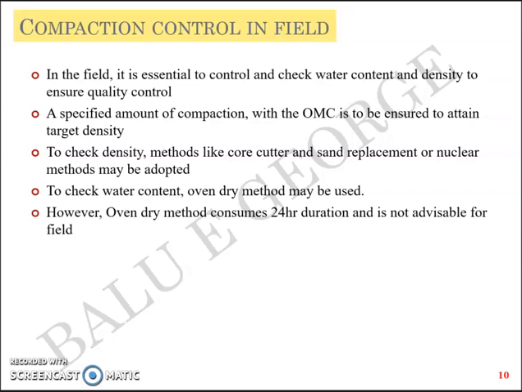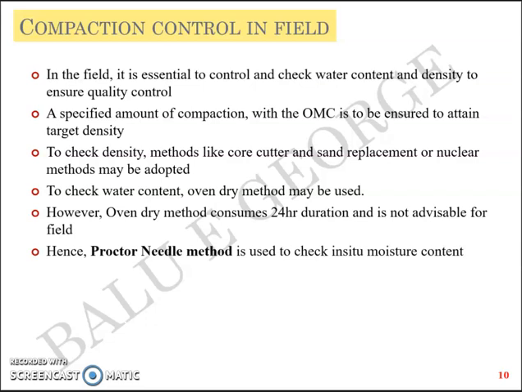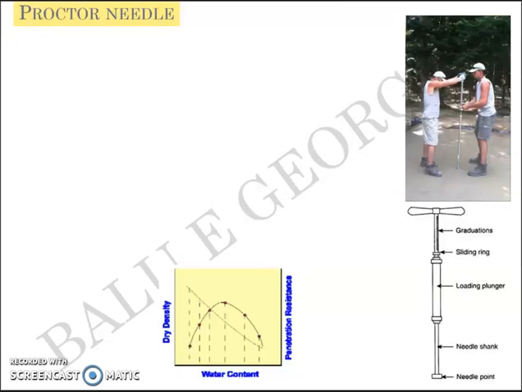So in such conditions where you don't have the luxury of 24 hours in hand, you go for what is called the Proctor needle method to check the in situ moisture content, right? So in short, you can use the core cutter, sand replacement method or nuclear method to get the density at field, but to evaluate the water content at field, you go for the Proctor needle method. Now this is a picture of the Proctor needle used in field, the discussion of which is given in this slide.